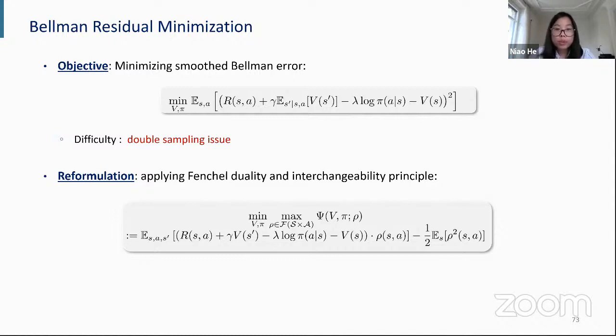So that is essentially what we propose, right? We can basically parameterize your value function using some neural networks. We can parameterize pi using neural networks. We can parameterize this dual function rho with some neural networks. And then this will give you some non-convex minimax optimization. And then you can just directly use stochastic gradient descent to solve it.